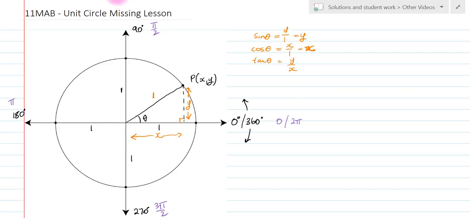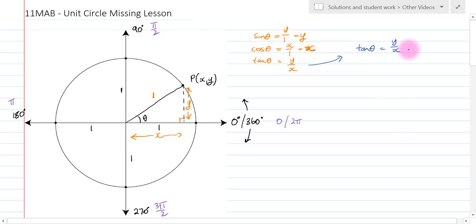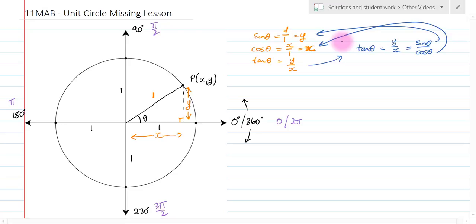You'll notice here, not that this is that important for this lesson, that if tan of theta is equal to y over x, well that means that tan of theta is equal to sine theta over cos theta, using our two facts here and here. So keep that in mind. That is a trig identity that we'll come back to in a few weeks or a month or so.